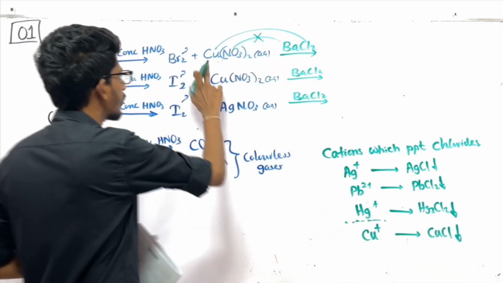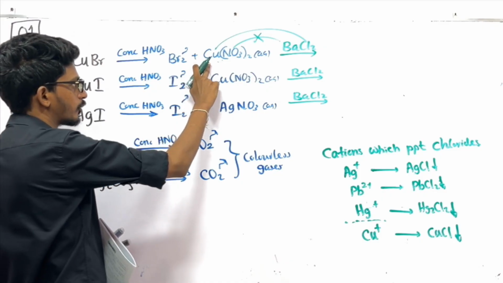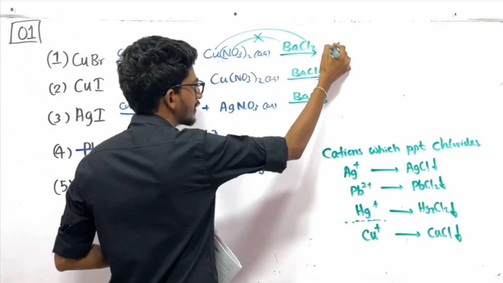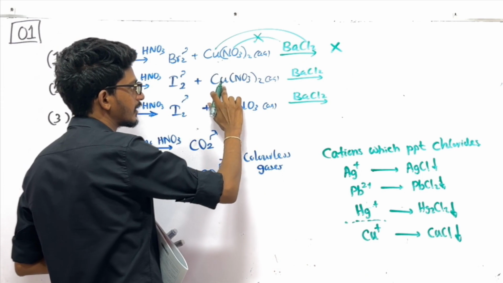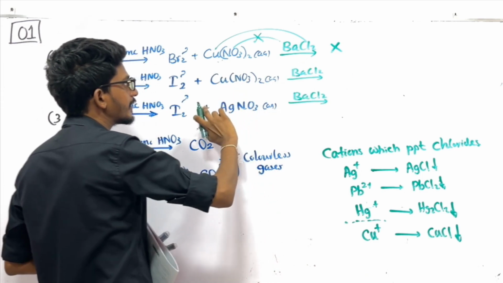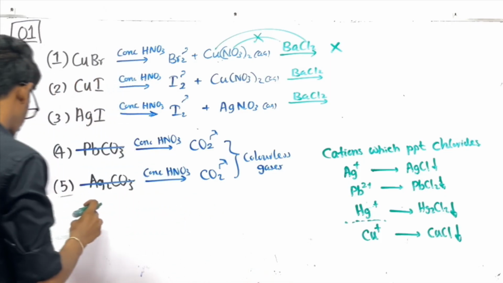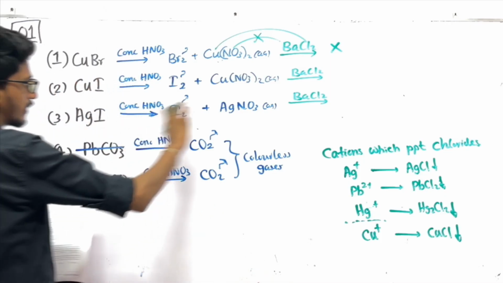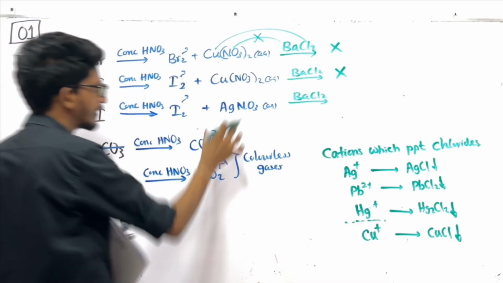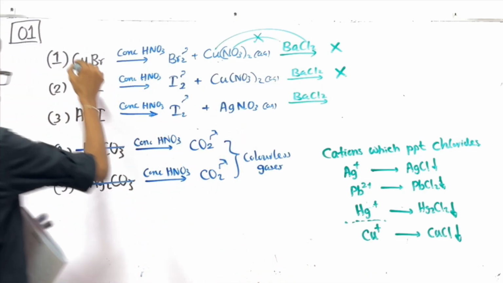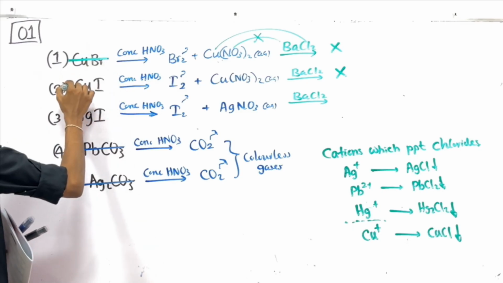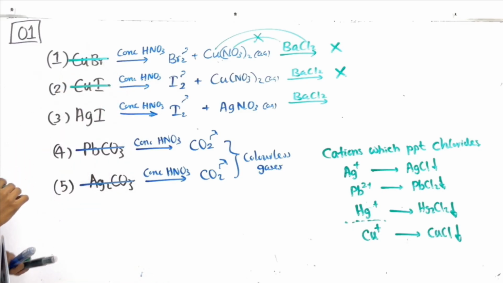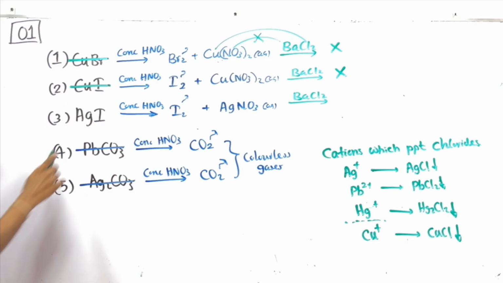But here you have the copper 2 plus, right? Copper 2 plus won't come up with the precipitate. This is again copper, right? So what are the things? CuBr or CuI, right? Both won't come up with a precipitate. So these are out. Not giving you a precipitate with BaCl2. So your answer is remaining.